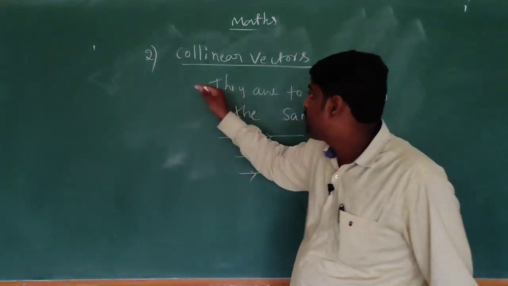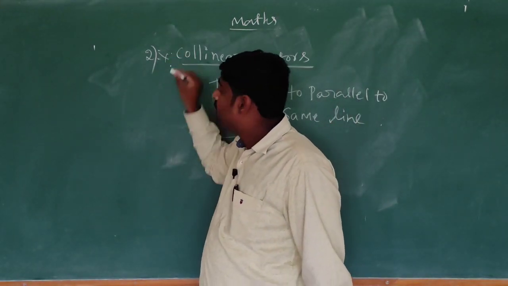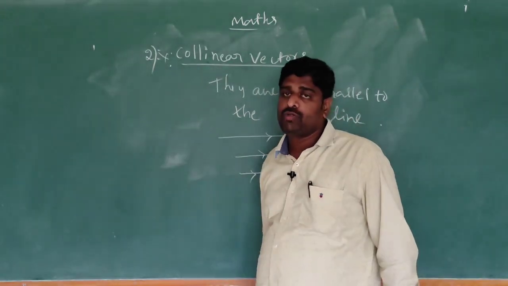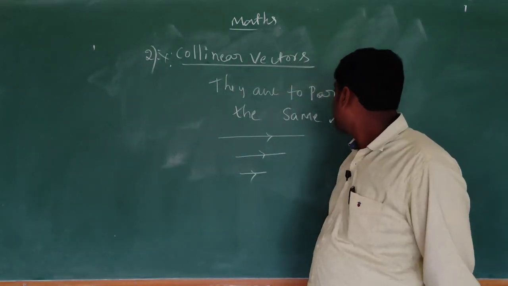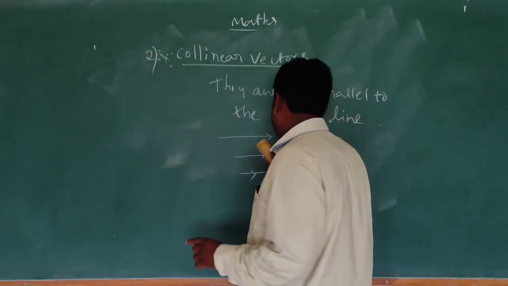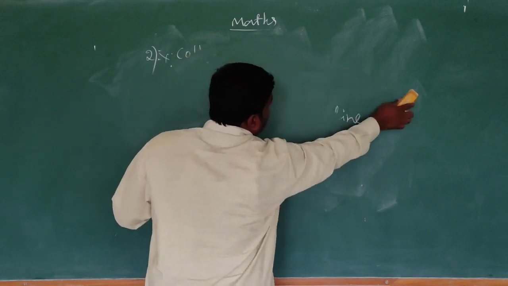So this is very important. This is a very important definition for the board exam. Two or more vectors are said to be collinear if they are parallel to the same line, and that is called a collinear vector. Okay, next, another one.